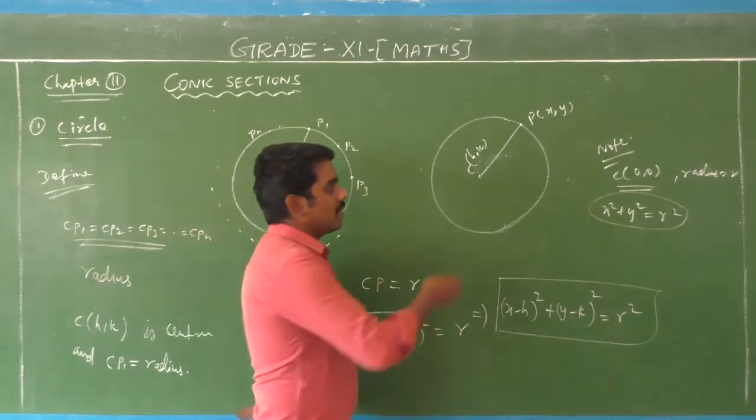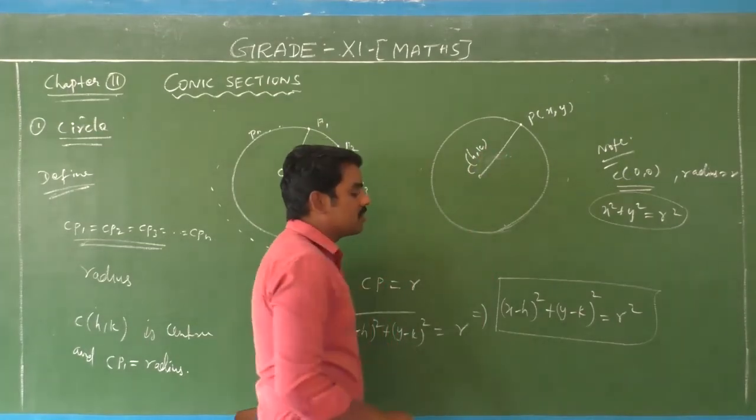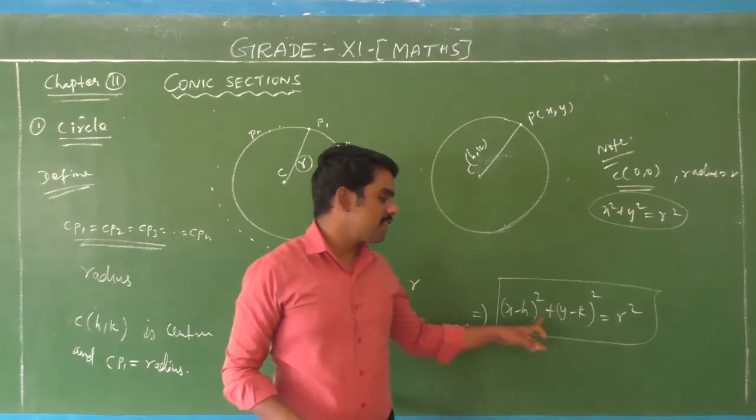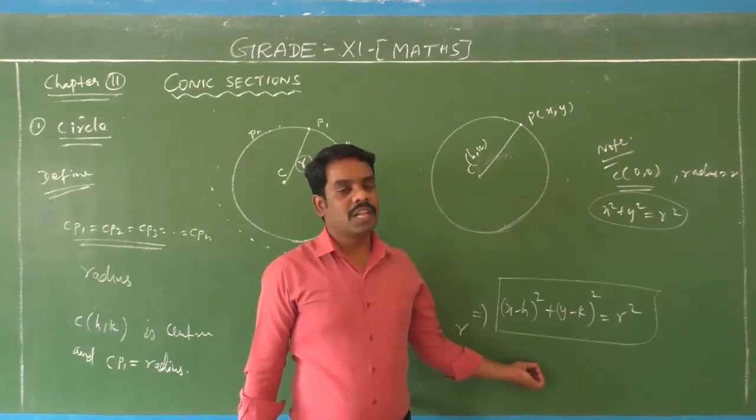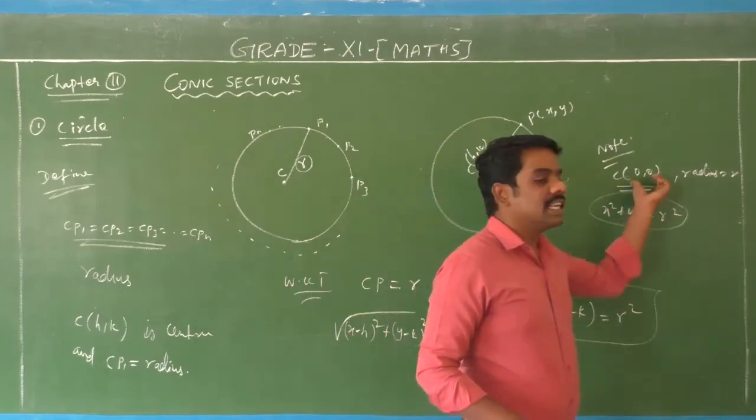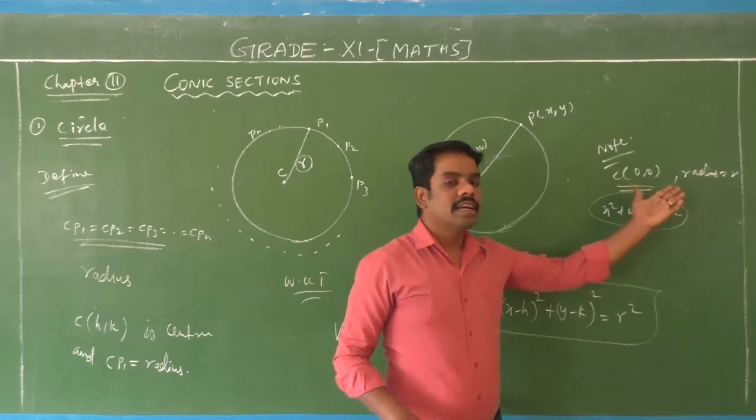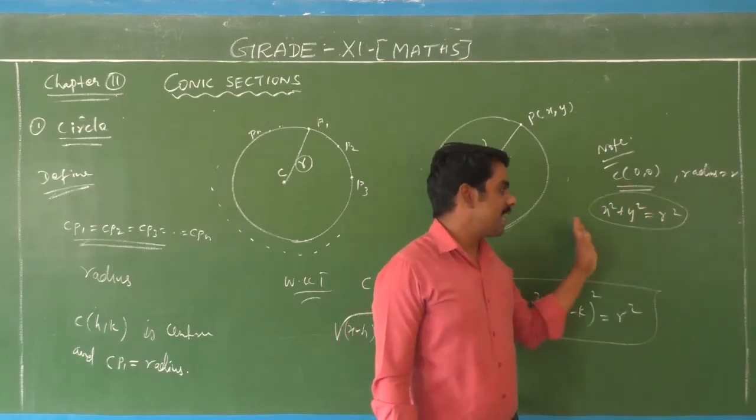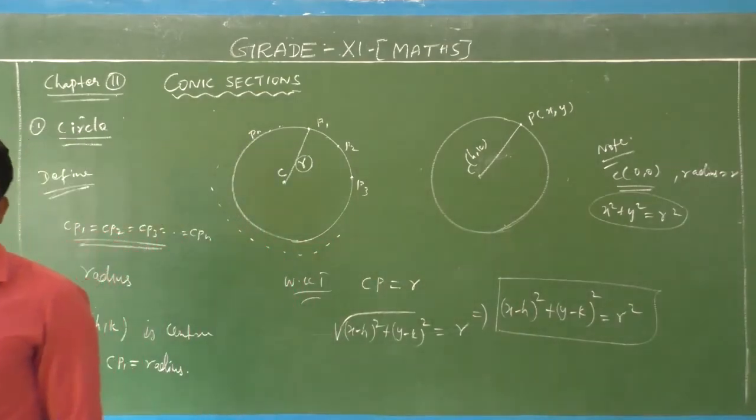Listen, center h comma k and radius r. Then the equation of the circle is (x minus h) the whole square plus (y minus k) the whole square equal to r square. General equation. And also another one: center at the origin, that is h comma k value is 0 comma 0, radius is r. Then the equation of the circle is x square plus y square equal to r square.